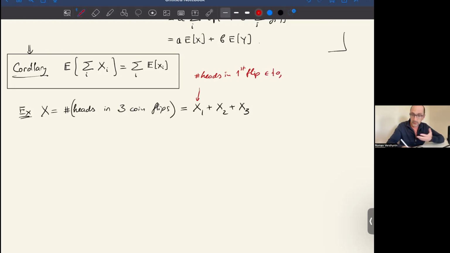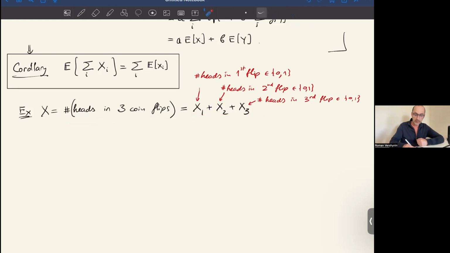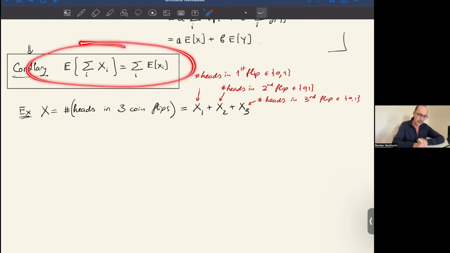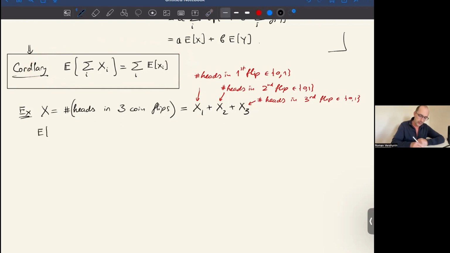It could be either 0 if you flip a tail, or 1 if you flip a head. And x2, similarly, is the number of heads in the second flip. It is also either 0 or 1. And x3 is the number of heads in the third flip. Summing these 3, we get the number of heads in all of the 3 flips. By linearity of expectation, the expected value of x is the sum of these expected values.